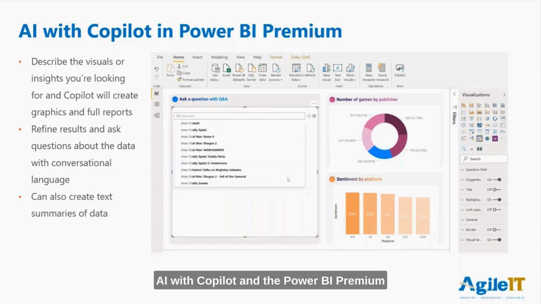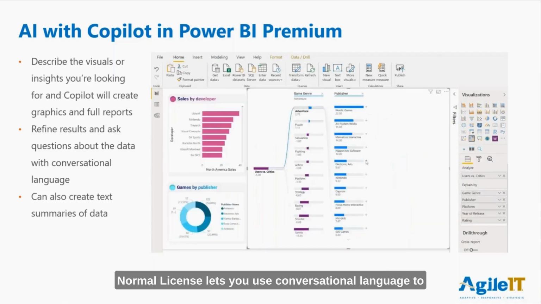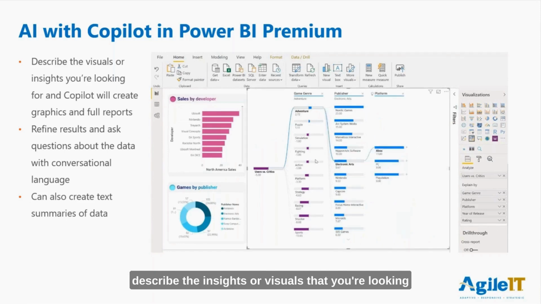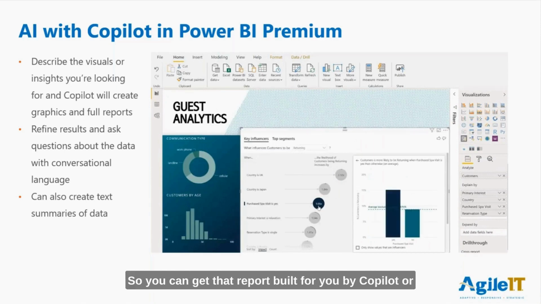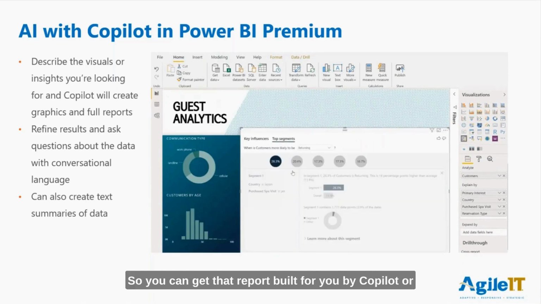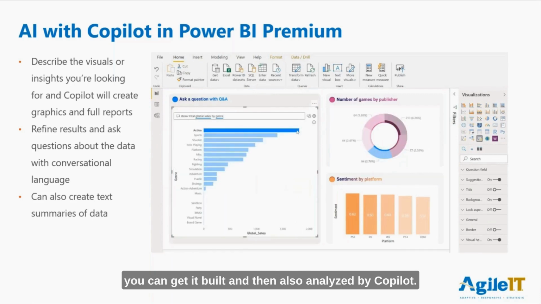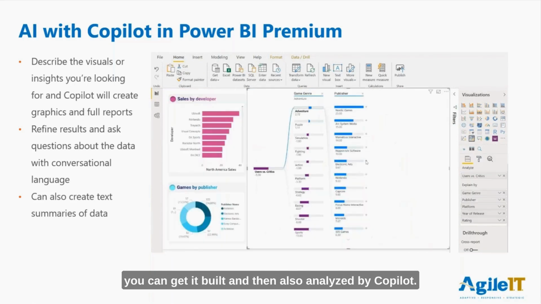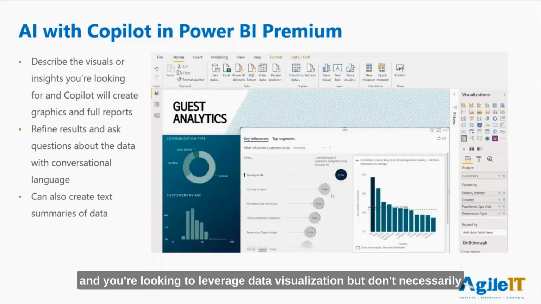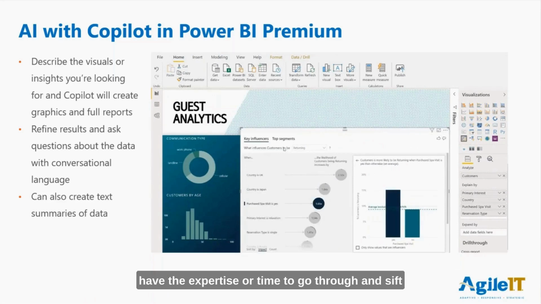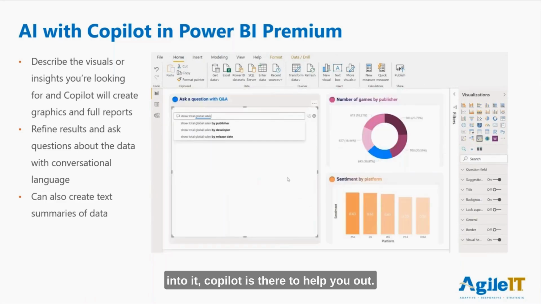AI with Copilot and the Power BI Premium license lets you use conversational language to describe the insights or visuals that you're looking to see, or to even ask questions about the data that's already in front of you. So you can get that report built for you by Copilot, or you can get it built and then also analyzed by Copilot. So again, if you're really new to the data space and you're looking to leverage data visualization, but don't necessarily have the expertise or time to go through and sift into it, Copilot is there to help you out.